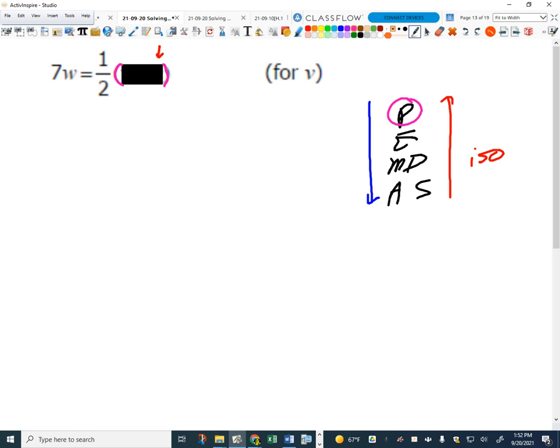Outside of parentheses, anything I need to add or subtract to both sides? Okay, I'm seeing lots of thumbs down. That's correct, right? Don't have to do any addition or subtraction. Outside of parentheses, is there anything I need to multiply or divide both sides by?